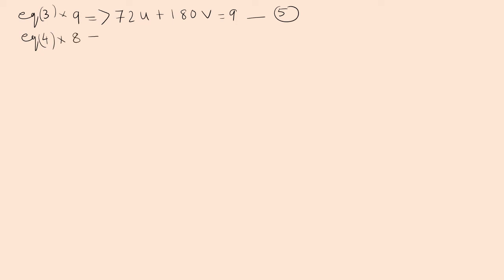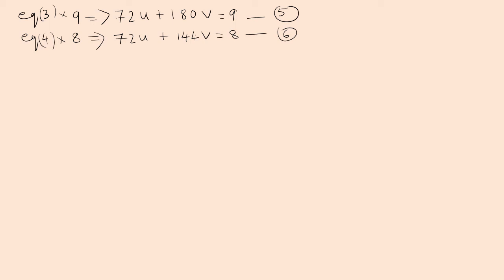Multiply equation 3 by the coefficient of u in equation 4, that is 9. You are getting the equation as 72u plus 180v equals 9. Number the equation as equation number 5. And equation 4 multiply by the coefficient of u in equation 3, that is 8. So you are getting 72u plus 144v equals 8. Number the equation as equation number 6.